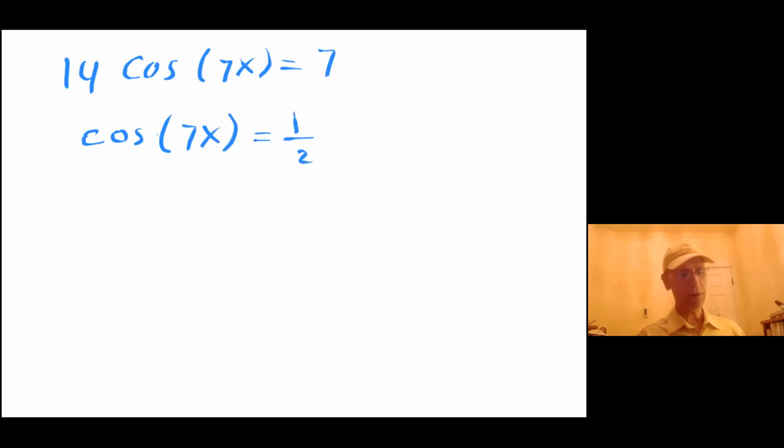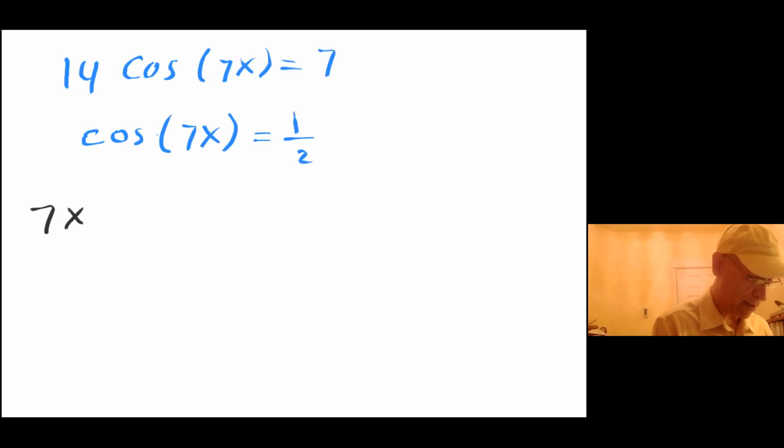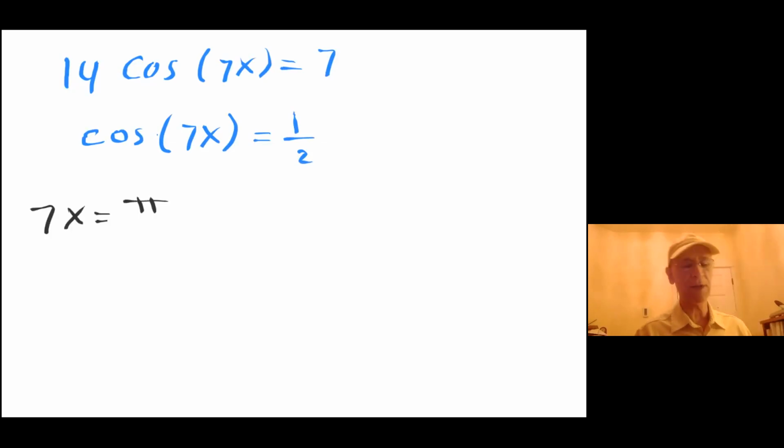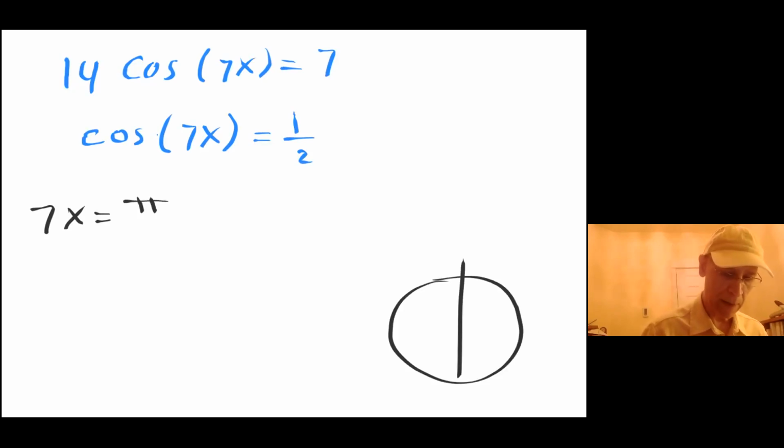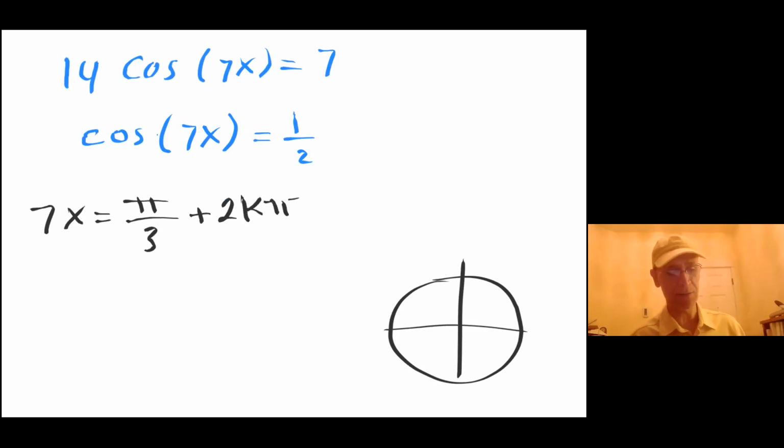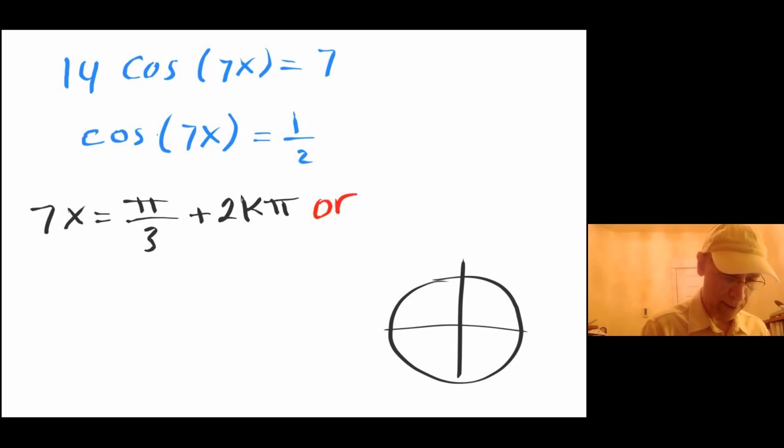Okay. So here I know that 7x, where is cosine of an angle 1/2? Look at the unit circle. So cosine is 1/2 at pi over 3, and every revolution of that, which is 2k pi, doesn't matter, or 5 pi over 3, or 7x equals 5 pi over 3 plus 2k pi.